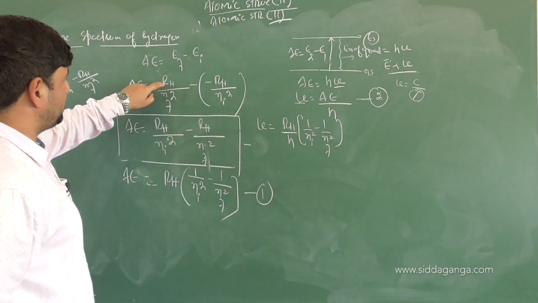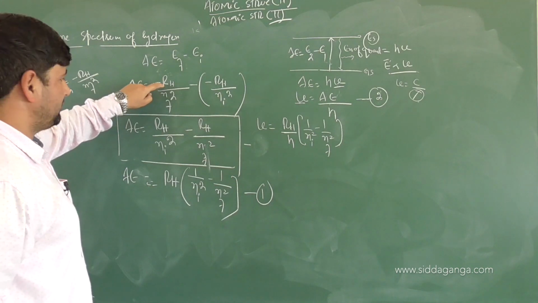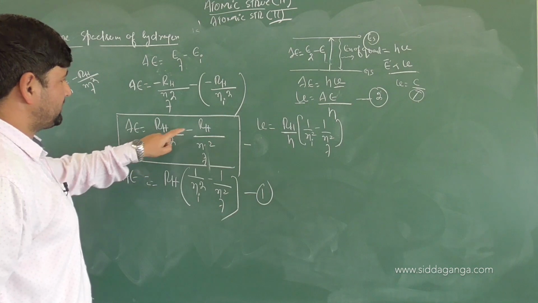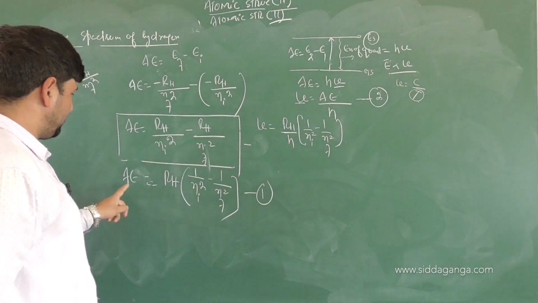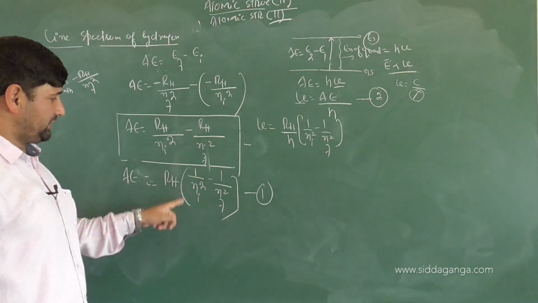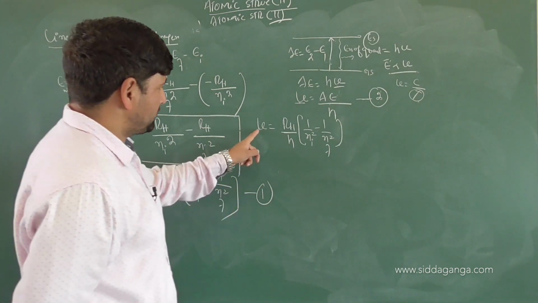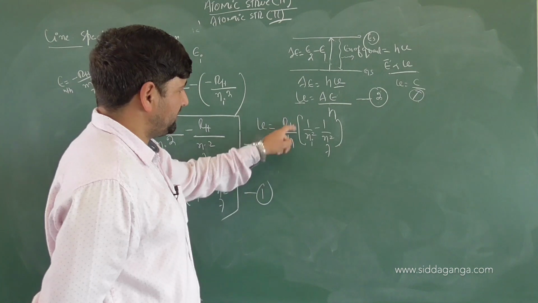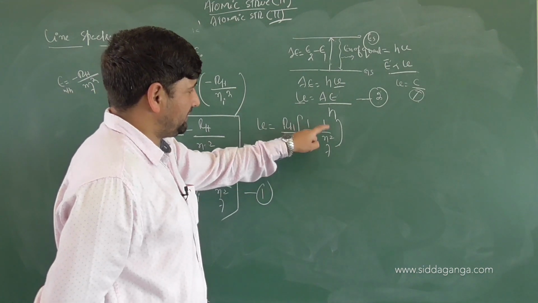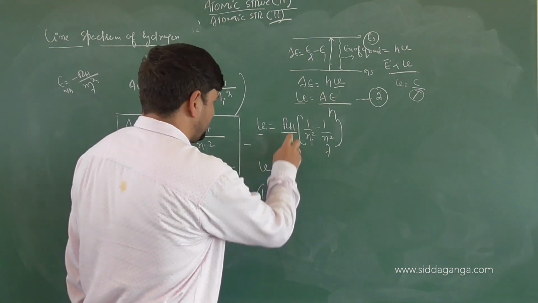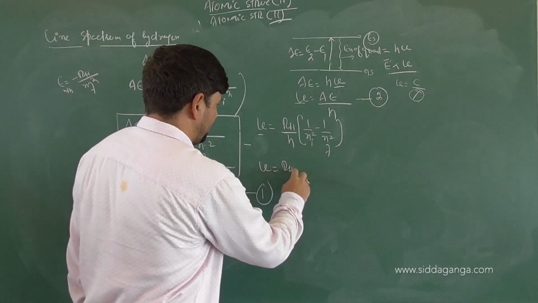Have we used that R_H value here? Is it clear? So R_H divided by n initial square minus R_H divided by n final square. So delta E will be equal to R_H into 1 by n initial square minus 1 by n2 square. So nu will be equal to R_H divided by h, into 1 by n1 square minus 1 by n2 square. Further solving for nu will give you R_H divided by Planck's constant.